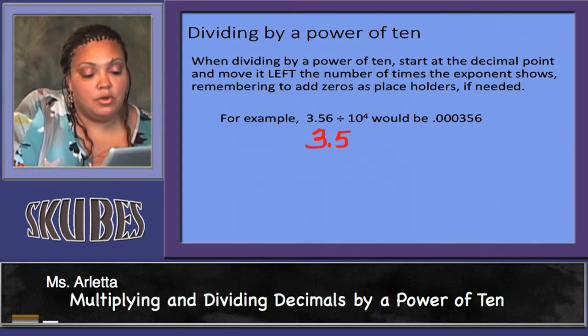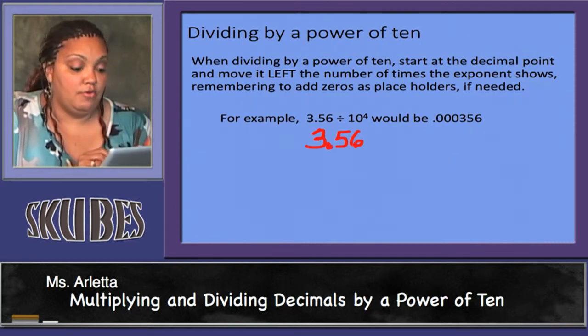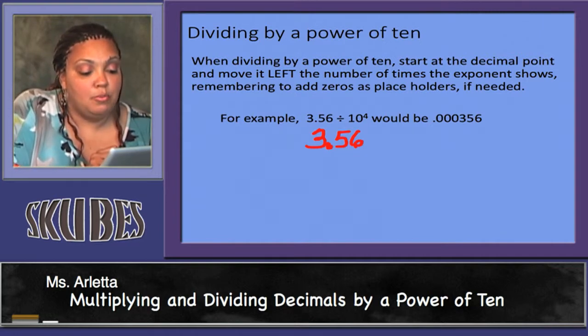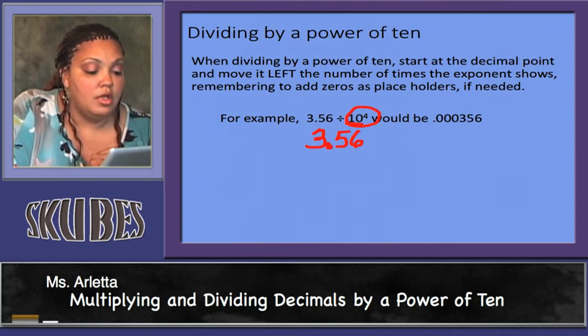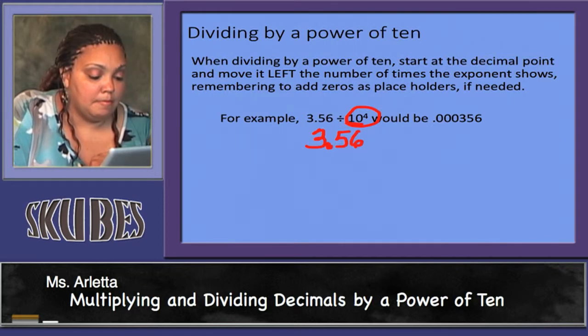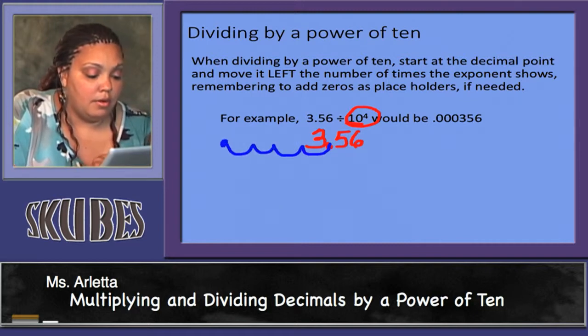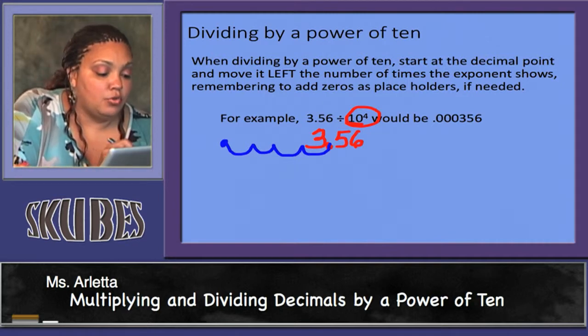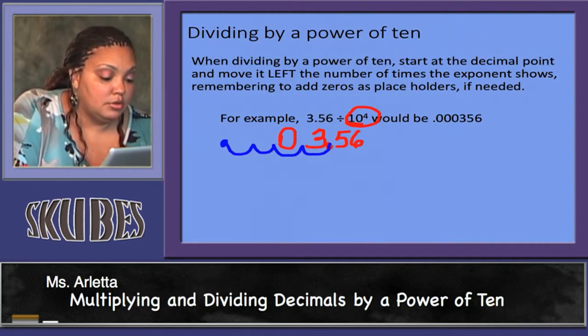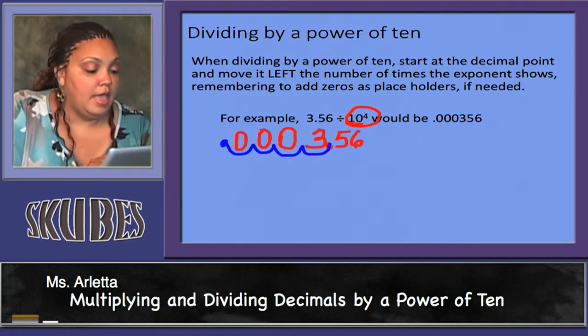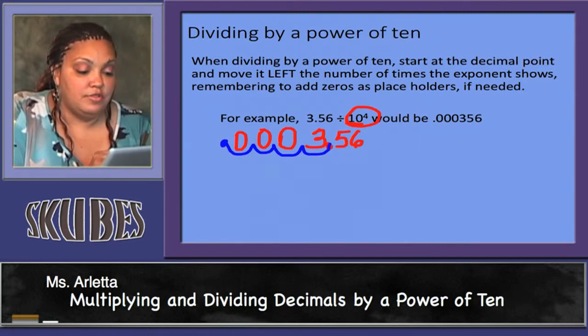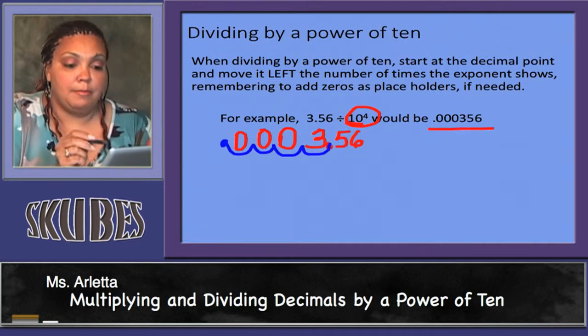I chose the same number of 3.56, this time dividing it by 10 to the 4. So I'll start at the decimal point here and move it 4 spaces. If you notice, our exponent is 4, so it'll be 4 spaces to the left instead of to the right. 1, 2, 3, and 4. If you notice, there are 3 0 placeholders. 1, 2, 3. And the decimal point is before 3 zeros, just like in our answer right here.